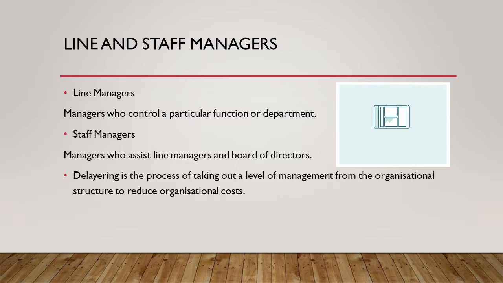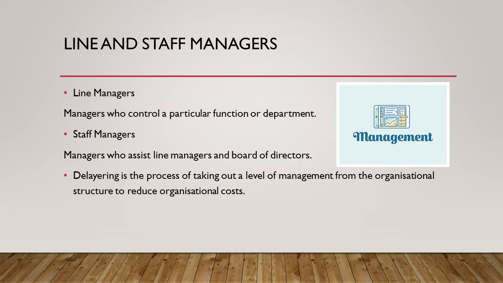Flat structure or horizontal structure or matrix structure, and then the other structure is tall structure, hierarchical or bureaucratic structure. So an organizational structure having long chains of command and narrow spans of control is called tall structure or hierarchical structure, and an organization having short chains of command and broad spans of control is called a horizontal or matrix structure.